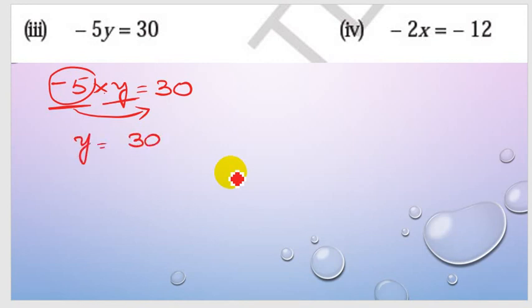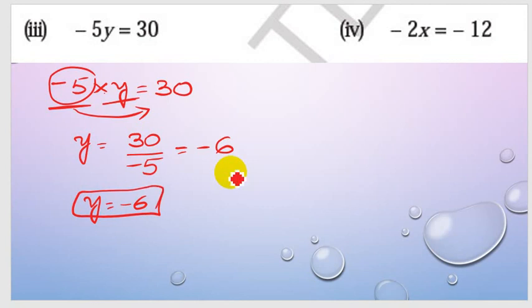So from this, y is equal to 30 divided by minus 5. 30 divided by minus 5 is nothing but minus 6. In 5 table, 30, 6 times. So from this, y is equal to minus 6. So the answer is y is equal to minus 6. Next, coming to the next question.